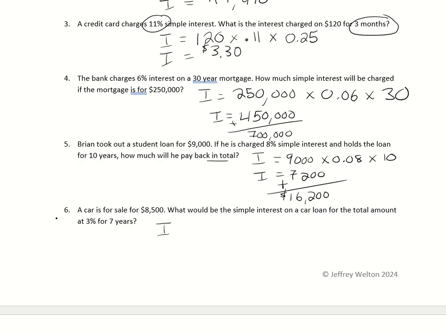And lastly, we have a car for sale for $8,500. What would be the simple interest on a car loan for the total amount at 3% for 7 years? So we only want the interest on this one. How much you borrowed times your rate as a decimal times your time. Type it in your calculator with your multiplications, times 0.03 times 7, and that interest is $1,785.